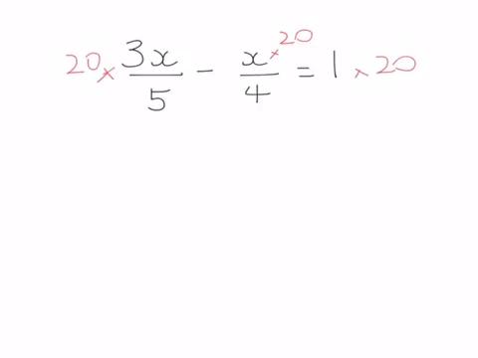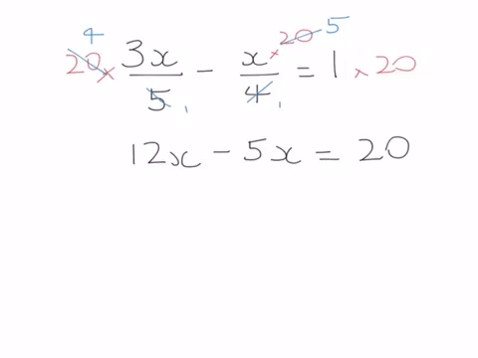Now, when I do that for the first one, 5 into 5 goes once, 5 into 20 goes 4, and then 4 into 4 goes once, 4 into 20 goes 5. So this first term now becomes 4 times 3x, which is 12x. The second term becomes 5x, x times 5, and then the other side is 20. 12x minus 5x, collecting like terms, is 7x, equals 20.